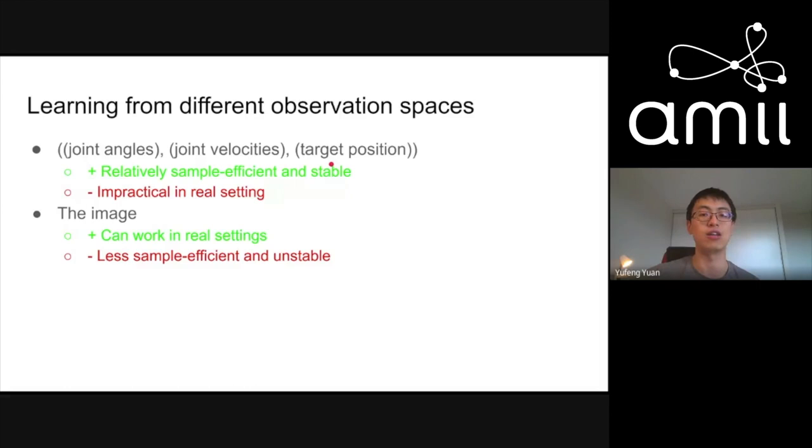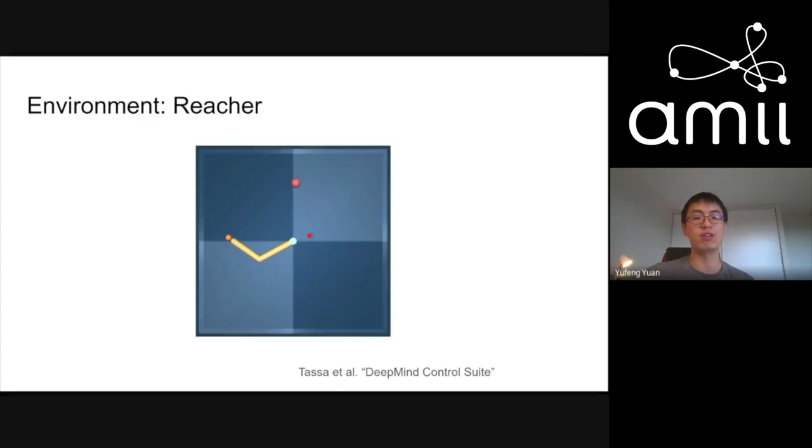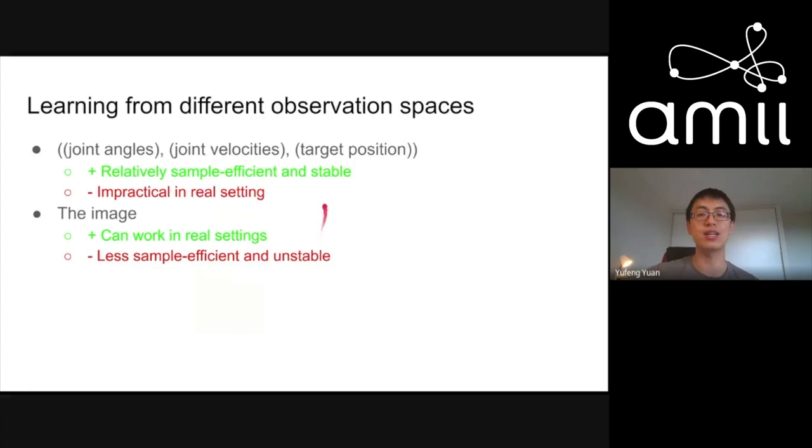But the problem is that this kind of observation space is not very practical in a real setting. Suppose we implement this reacher task with a real robot arm, and the target is randomly placed for every episode. In this case, there's no way we can get the exact target position for the task, which makes this observation space impractical for a real setting.